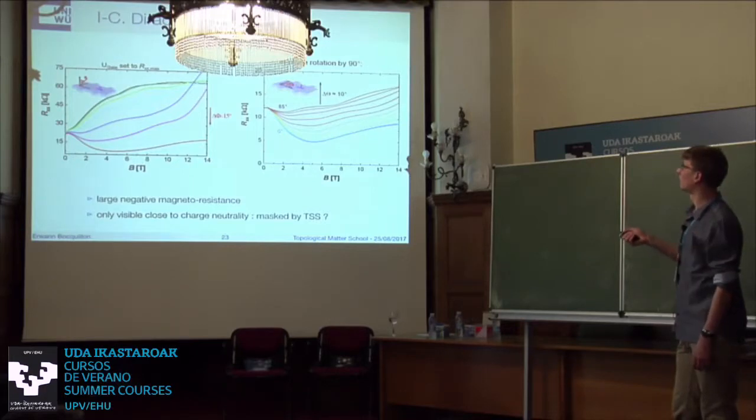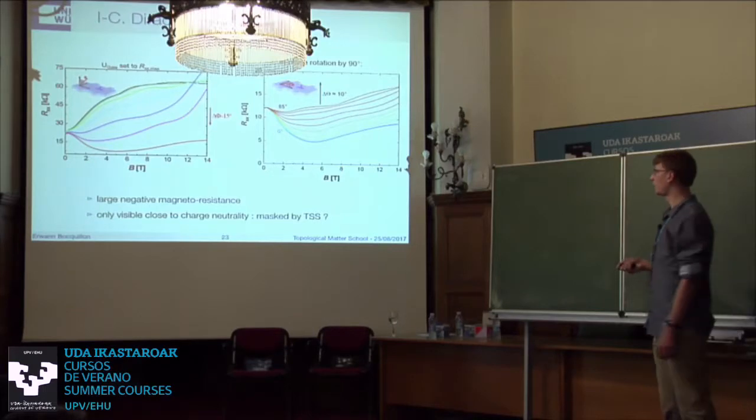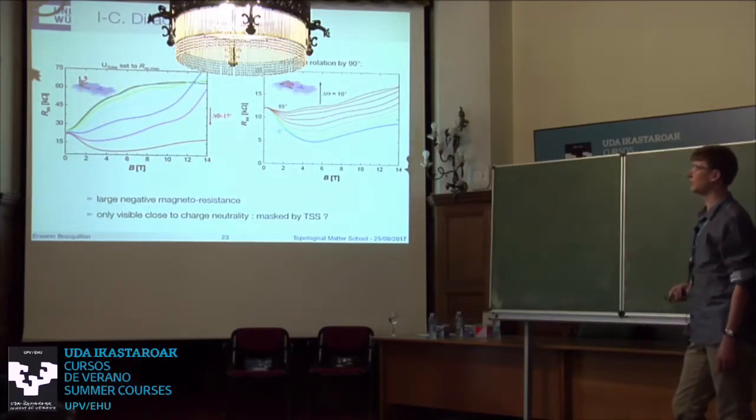You can tune the magnetic field from vertical to in plane, and you see that you go from a standard positive magnetoresistance to a negative one. You can turn the magnetic field within the plane, and you see that the amplitude of this negative magnetoresistance varies. And all of this follows the prediction for a Dirac or Weyl phase.